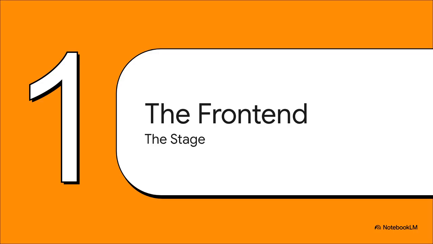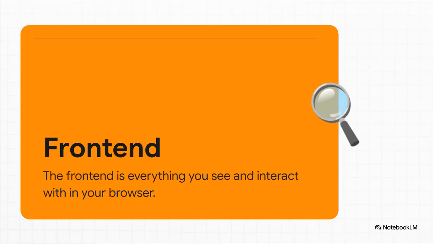Okay, first up, we've got the front end. And honestly, the best way to get this is to imagine you're at a big theater show. The front end, that's the stage. It is everything the audience, or in our case, you, the user, gets to see and enjoy. So yeah, it's the layout, the colors, the words you're reading, the pictures you're looking at, the buttons you're clicking. Basically, if you can see it on your screen and interact with it, you're dealing with the front end. It's the public face of the whole operation.